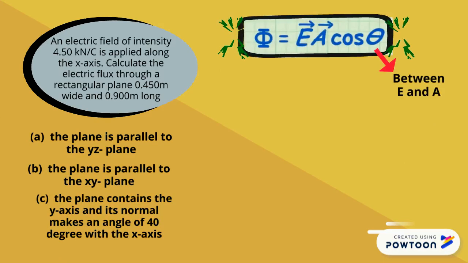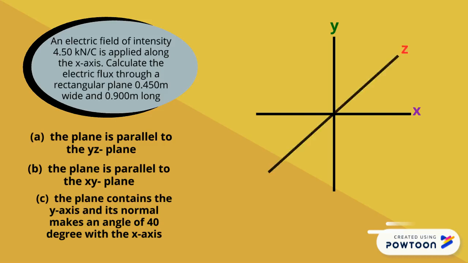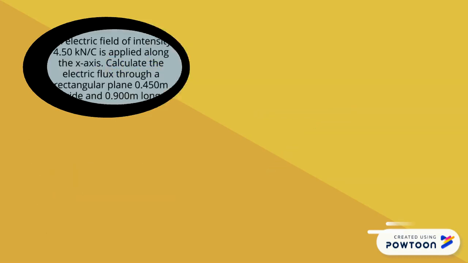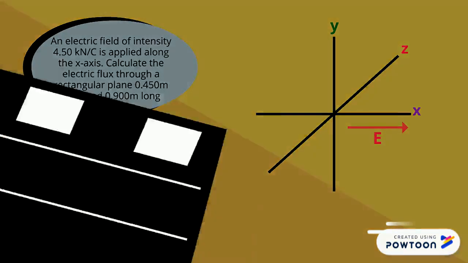So, why don't we actually draw the scenario that's described in part A? So, here we have our traditional y-axis and x-axis. And then we have this third axis that we typically don't deal with in this course, but it does occasionally come up, and that is known as the z-axis. And the question notes that the electric field is applied along the x-axis. So why don't we draw an electric field vector that's pointing in the same direction as the x-axis?